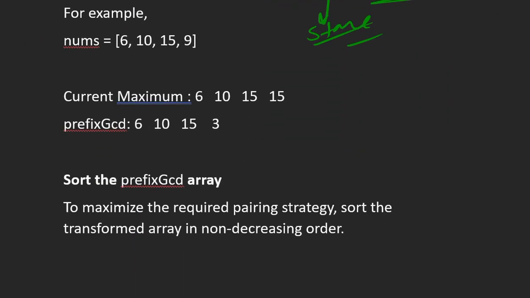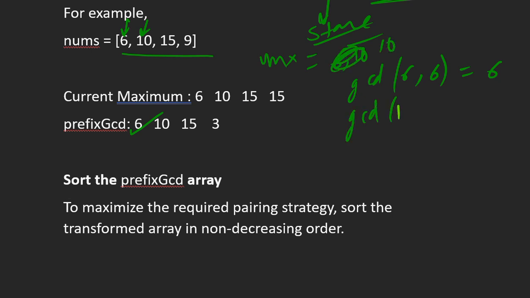If we see an example, we have taken this nums array 6, 10, 15 and 9, and initially we'll be at index 0. What will our maximum be initially? It will be 6. Then we take the GCD of the current element 6 and the maximum 6, so GCD of 6 and 6 is 6. We store that element. Then we go to the next index, update the maximum, and the new element is 10. Which one is maximum? 10 is greater, and the GCD of the maximum and the current element 10 gives us 10.